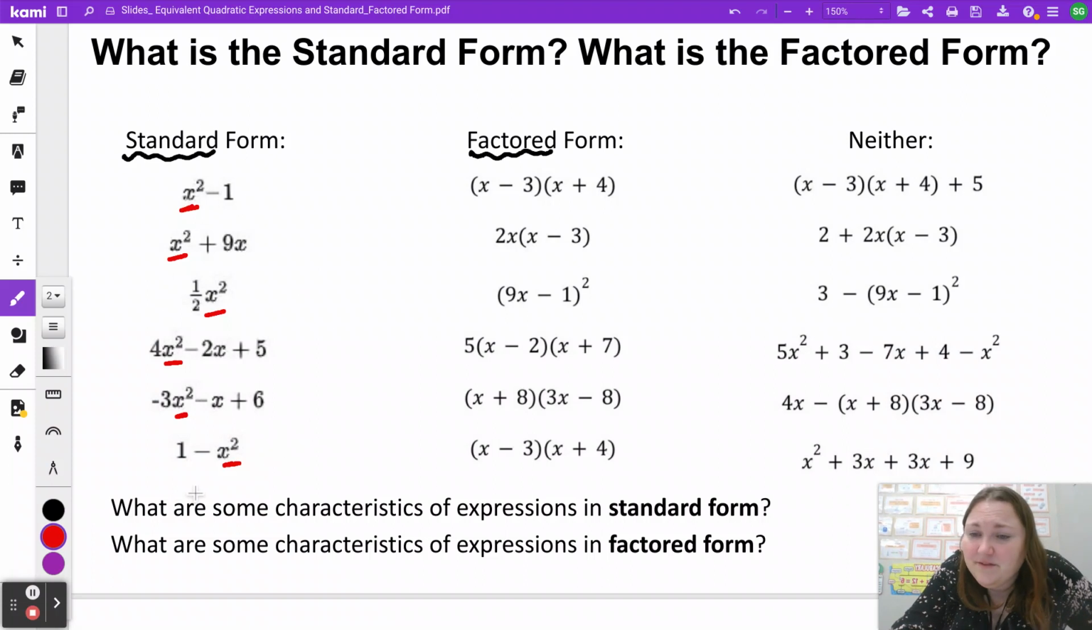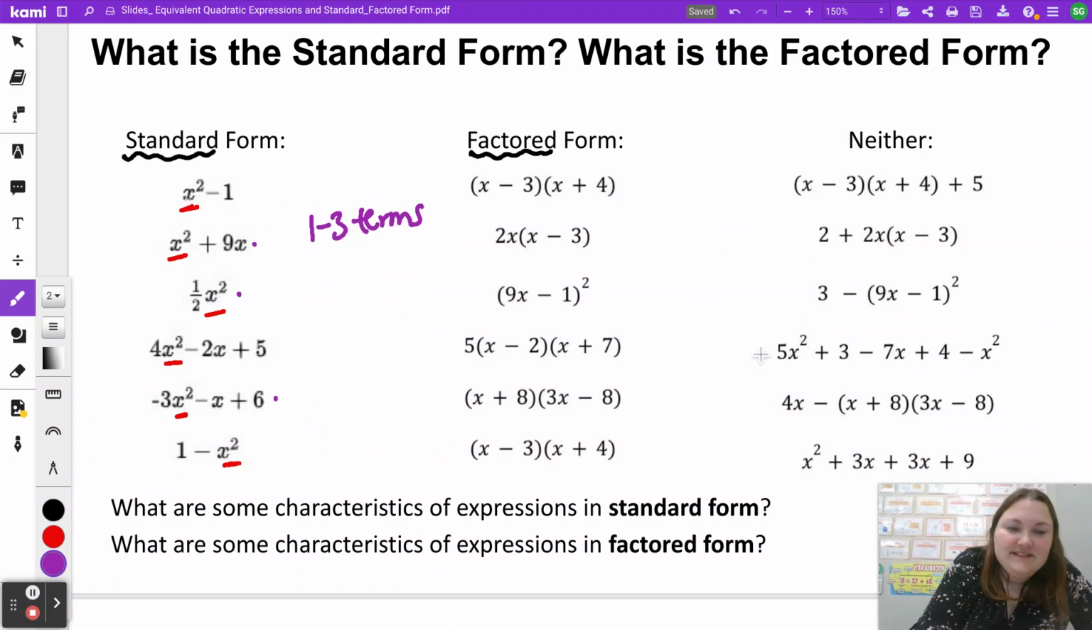Some other things people have noticed over the years about these examples in standard form is all of them have 1 to 3 terms. So for example, this one here has 1 term, this has 2 terms, this has 3 terms. Standard form always is going to have between 1 to 3 terms. So notice under the neither column, one of those things I had pointed out that had x squared in it does not have 1 to 3 terms. 1, 2, 3, 4, there's 5 of them there.